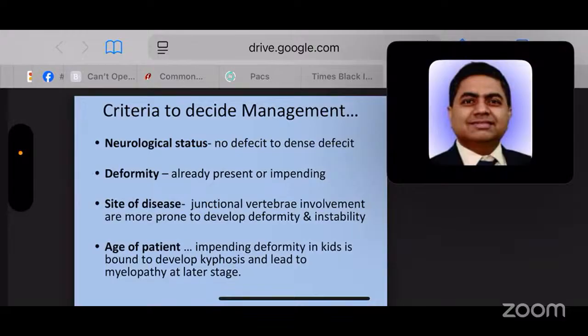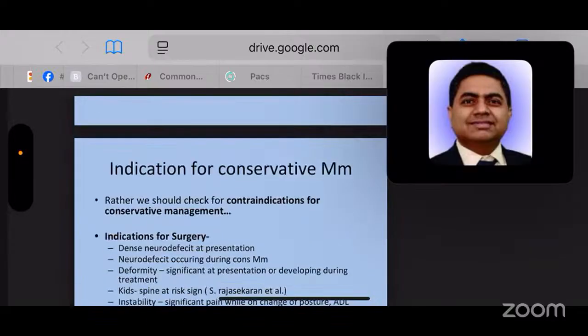So if a child comes at the age of 7 years with a slight 10 degrees kyphosis, it might get to 110 degrees by the time the child reaches the adolescent age group. So in children, we have to be extra cautious. And there are various signs proposed by Dr. Raj Shekharan, which have to be taken into consideration.